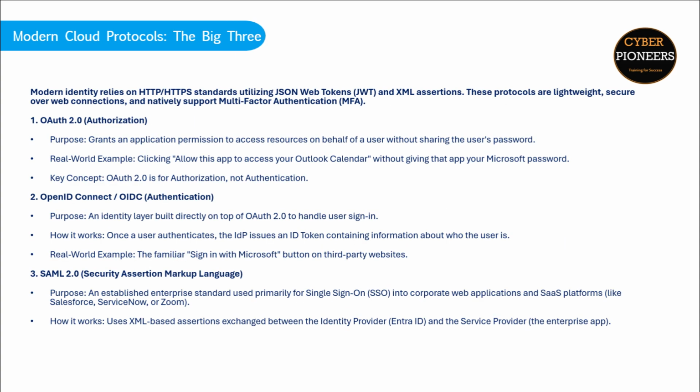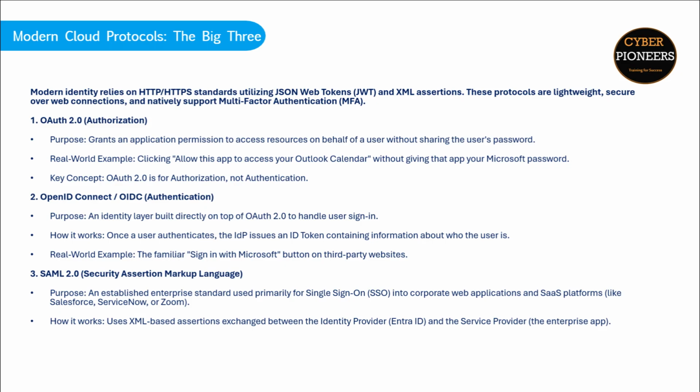To solve these security challenges, modern cloud identity relies on HTTP and HTTPS standards using JSON Web Tokens, JWT, and XML assertions. These protocols are lightweight, secure over web connections, and natively support multi-factor authentication, MFA. Let's break down the big three modern protocols.